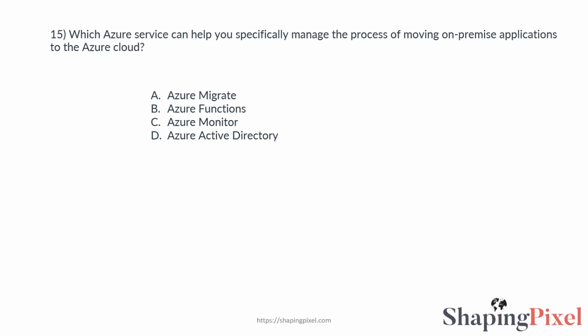Question number 15. Which Azure service can help you specifically manage the process of moving on-premises applications to the Azure cloud? And we have the following four options: Azure Migrate, Azure Functions, Azure Monitor, and Azure Active Directory. So the right option here is option A, Azure Migrate.